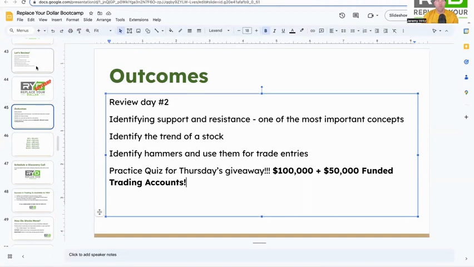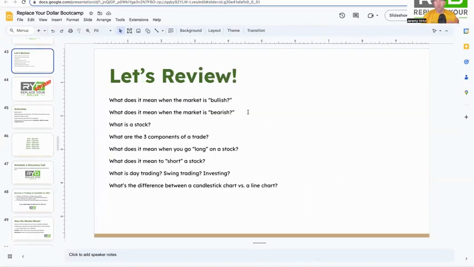But before we move forward, let's just do a quick review. What we talked about the first 2 days: we've gone over what it means when something is bullish, when it's bearish. We talked about what a stock is, what it means to own a stock, the 3 components of a trade, what it means to go long on a stock, what it means to short a stock, the difference between day trading, swing trading, and investing. We went over the different parts of candles, how to read candlestick charts, and how they are different from line charts. So we really did cover quite a bit so far up to this point. And we're going to go even deeper here tonight.